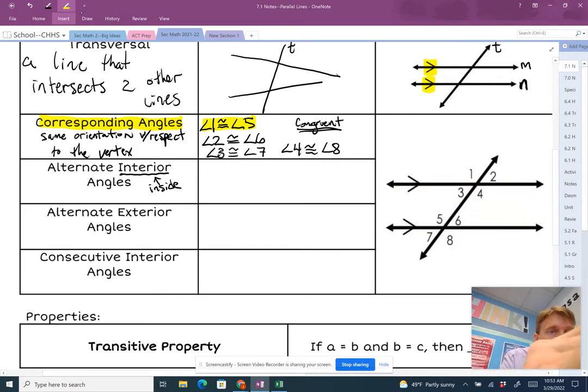And so we can say that for alternate interior angles, one is on one side, like the 3, and then we go to the other side and down. That's what alternate means. So 3 and 6, and they are also congruent. And so I can say angle 3 is congruent to angle 6. And then I can say 4 is on one side of the transversal, and 5 is on the other side of the transversal. And so angle 4 is congruent to angle 5.